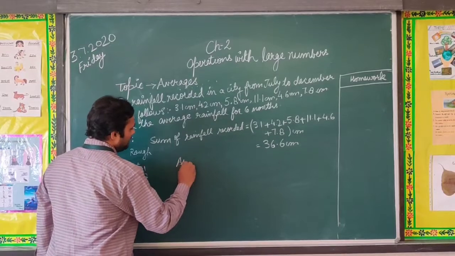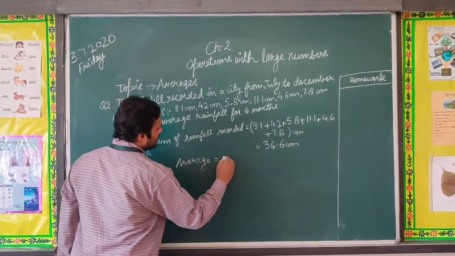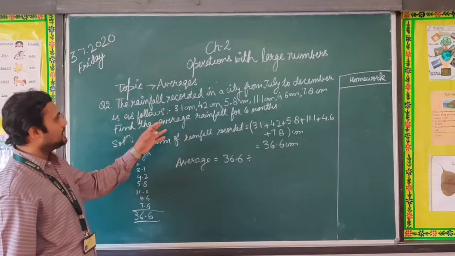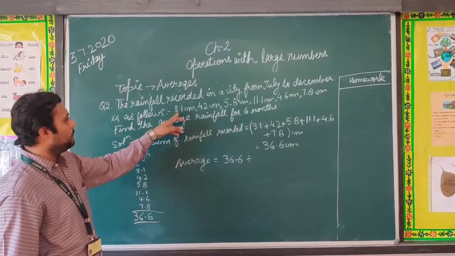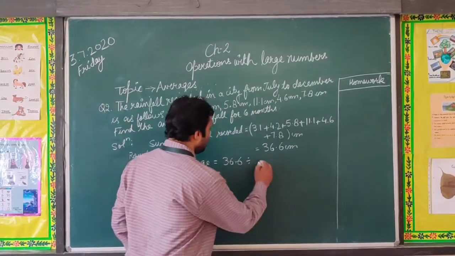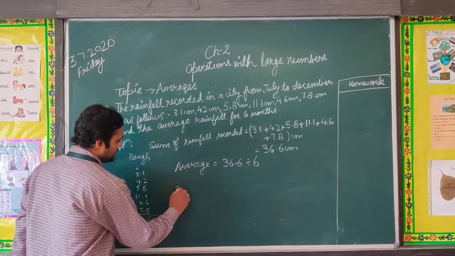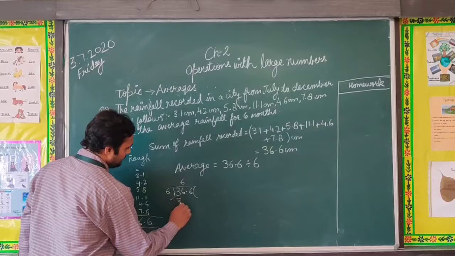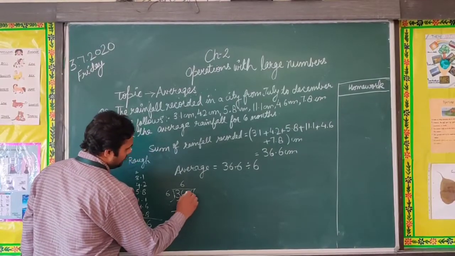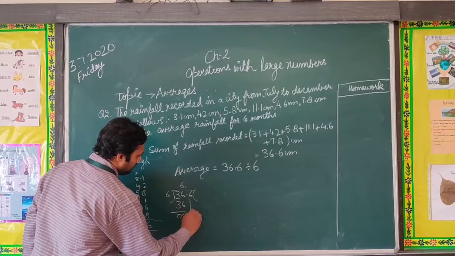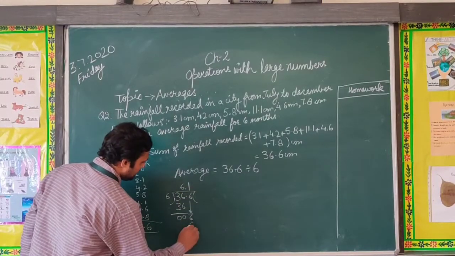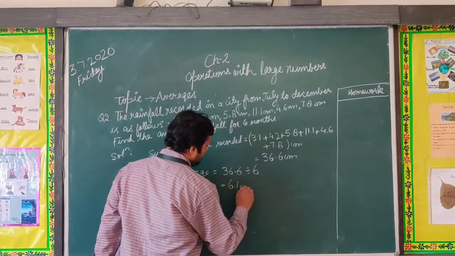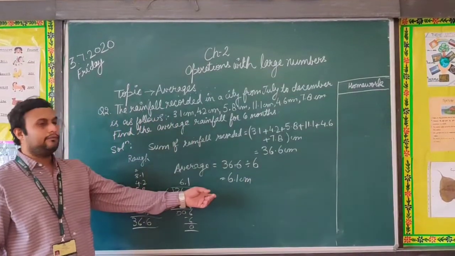Now we have to find the average. What is the average? Sum divided by the total numbers. How many months are there? July to December, 6 months: 1, 2, 3, 4, 5, 6. Divided by 6. Do this calculation in rough. 6 sixes are 36. Then there is a point. Mark the point. Carry forward 6. 6 ones are 6, 0. So 6.1 centimeter is the average rainfall recorded.